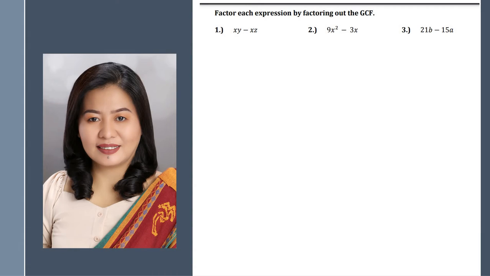So here we factor each expression by finding the GCF. What we will be doing is we get the greatest common factor. So what is common in each of the two terms? So x is common. So we take out x as the common factor. So xy divided by x is y, minus xz divided by x is z. So our factor for xy minus xz is x times the quantity y minus z.